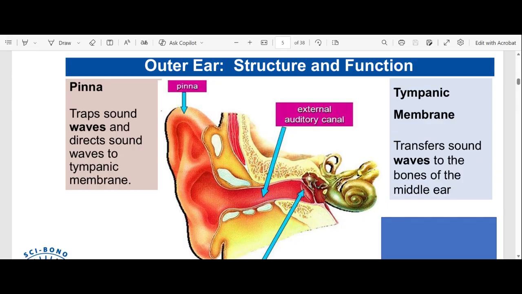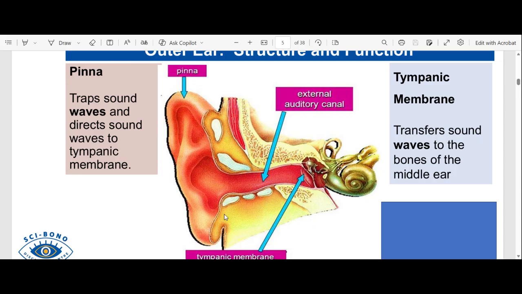Okay, so let's start with the structure of our outer ear. So this is the structure of our outer ear, right? Our outer ear is formed by our pinna. This is the pinna. So what's the function of the pinna? It traps sounds and directs them through the auditory canal. So this is our auditory canal.